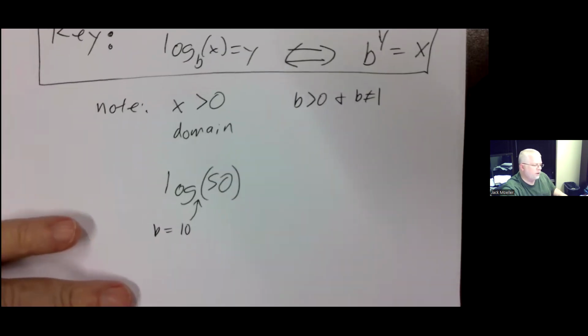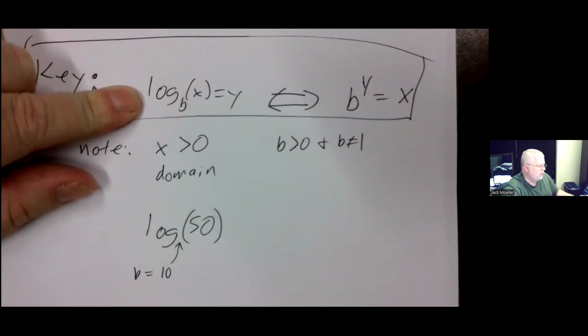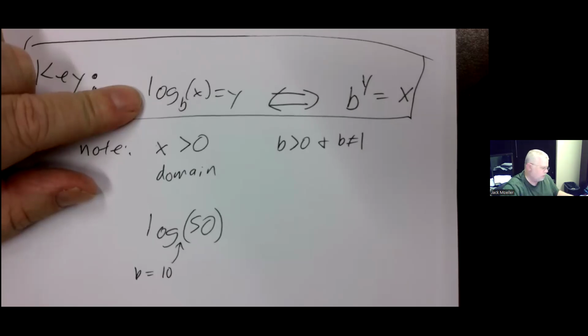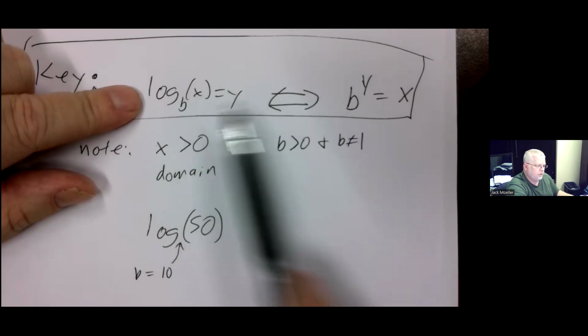So in summary, what is a log? A log is basically an exponent. And the way we have to think about logs is that we have to be able to convert logs to exponential expressions and vice versa.